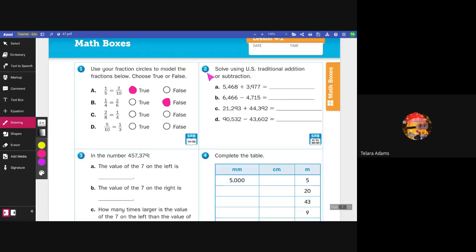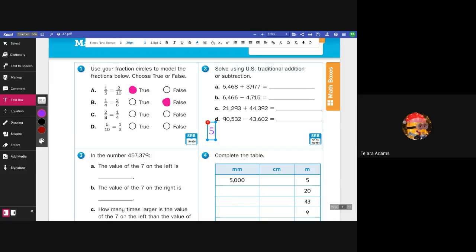For number 2, we are going to solve using U.S. traditional addition or subtraction. Guys, you will need a separate sheet of paper for this problem. Remember, on your own paper, don't try to use this. There's not enough room. Make sure that you are lining up your digits. So if I'm adding 5,468 plus 3,977, I'm lining them up together. See how they're right in line?